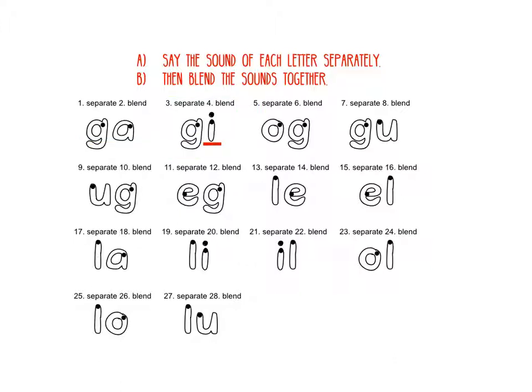G, i, gi. A, g, og. G, g, g. G, ug, ug. Egg, egg, egg. L, le, le.